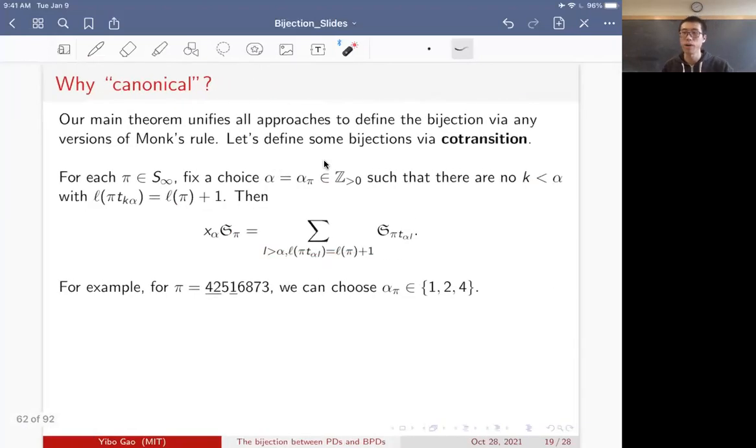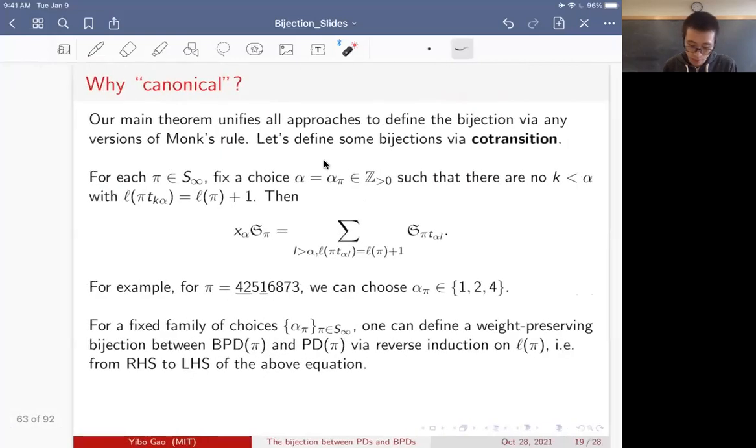So for example, if pi is this permutation, you can choose alpha to be 1, and you can also choose alpha to be 2. If alpha is 2, then you don't have any k less than alpha. Well, okay, so if you have such k, then k must be 1. But if you swap the 4 and 2, then the length actually decreases instead of increases. Okay. So you still don't have such k less than alpha satisfying this condition, which means that you have multiple choices of alpha.